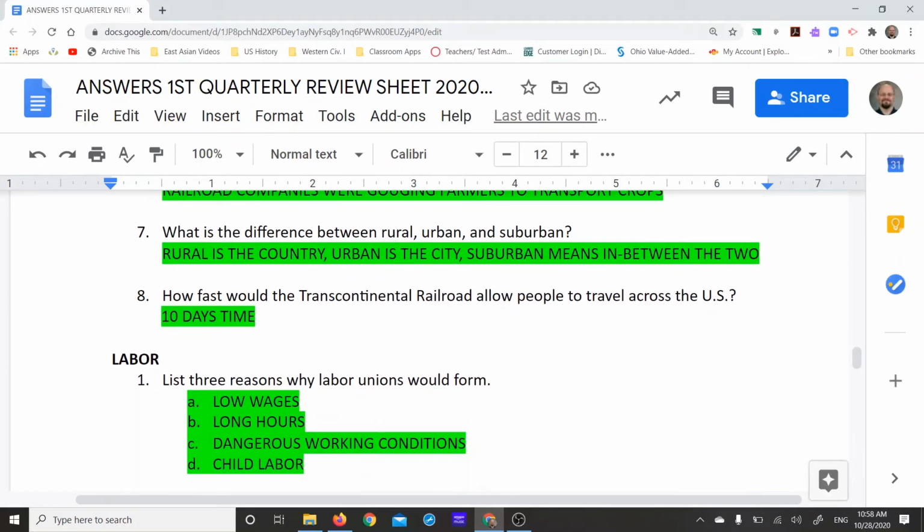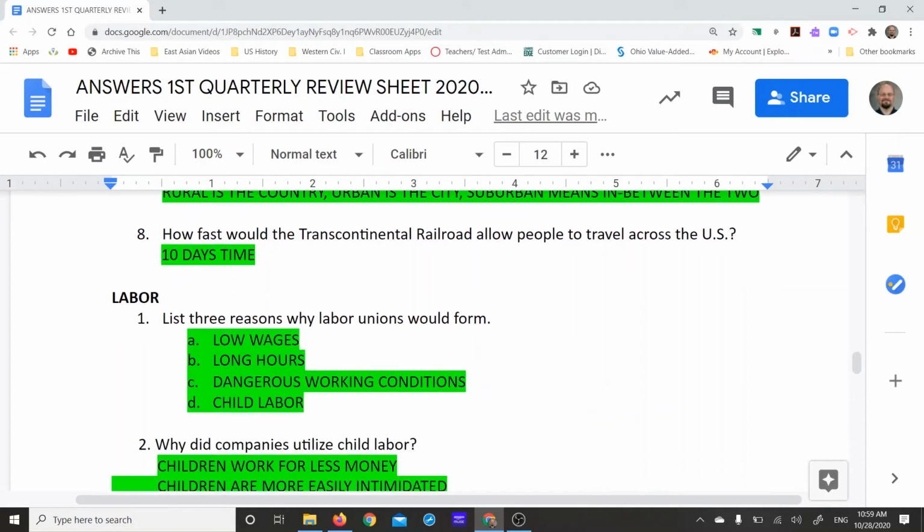3 reasons why labor unions would form. Labor unions are groups of people who have the same profession, who unite to protect their working rights, to make their working lives better. Why do labor unions form? A few reasons here. There's actually 4 reasons instead of 3. Low wages, long hours, dangerous working conditions, and child labor. These are reasons why labor unions would form in the late 1800s in the United States.